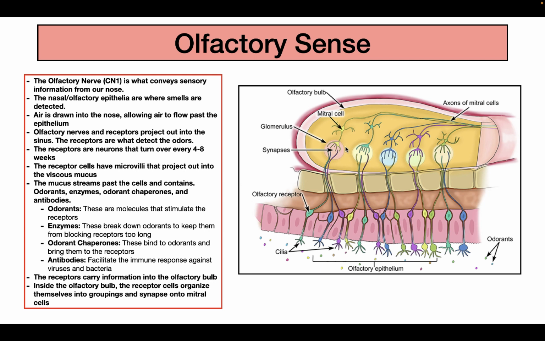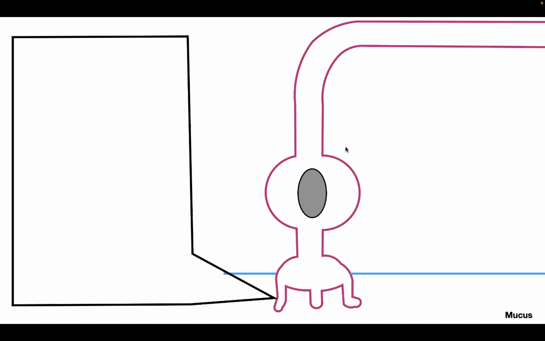Now that we have a general idea of the olfactory sense, let's get a closer look at how the signal transduction pathway occurs. This right here is a close-up of an olfactory receptor cell. We see that the olfactory receptor cell has receptor cilia or microvilli, and it also has a cell body as well as an axon.